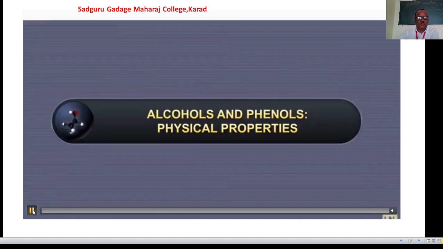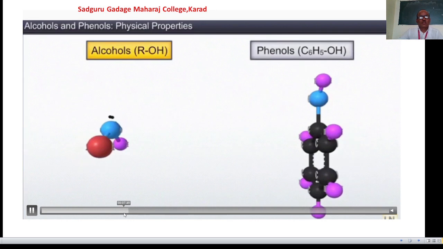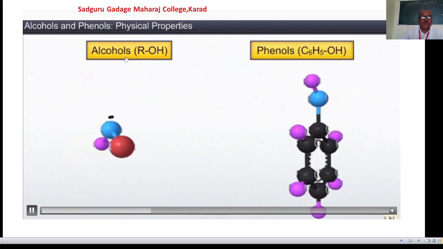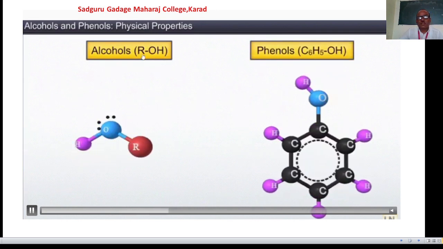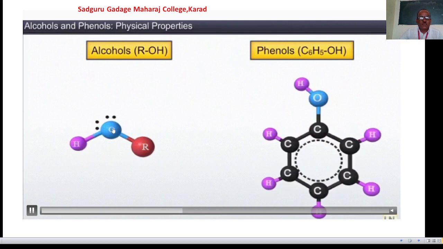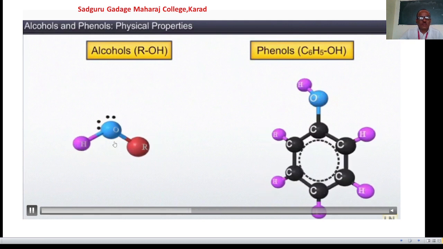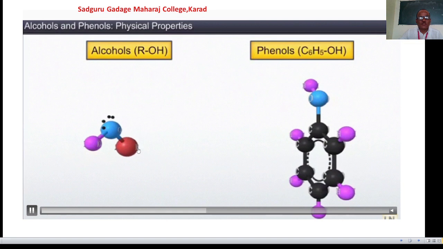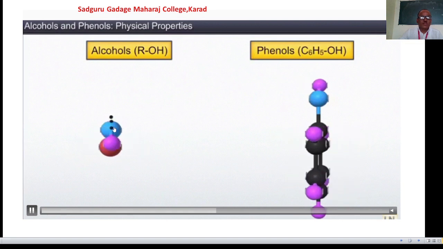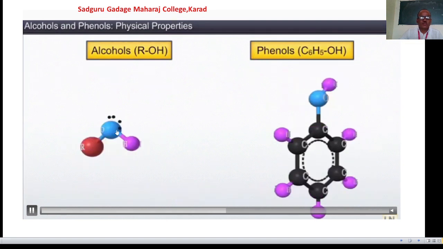So see here one video. In this video, the structure of alcohol is given. Alcohol means ROH. R is the alkyl group, and here the oxygen atom is at the center, with hydrogen. This is the OH group, and this is the alkyl group. This oxygen carries 2 lone pairs.